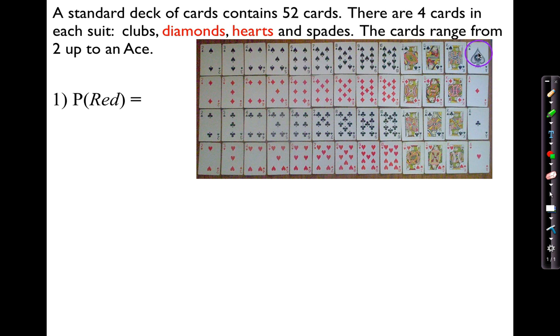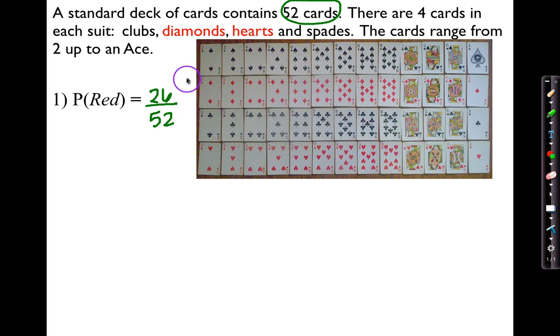What's the probability of getting red? Well, let's go ahead and count how many reds there are. There are 1, 2, 3, 4, 5, 6, 7, 8, 9, 10, 11, 12, 13, 14, 15, 16, 17, 18, 19, 20, 21, 22, 23, 24, 25, 26. So there's a total of 26 red cards, but out of a total of how many cards? Well, here I'm not going to count. It just tells me there's 52 cards altogether.